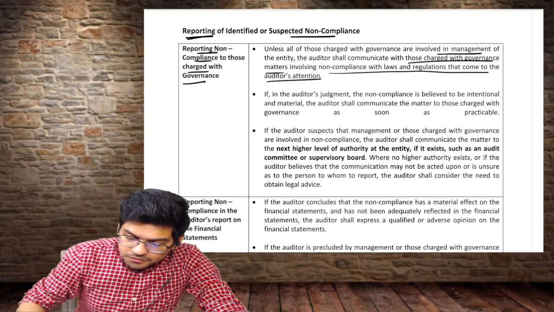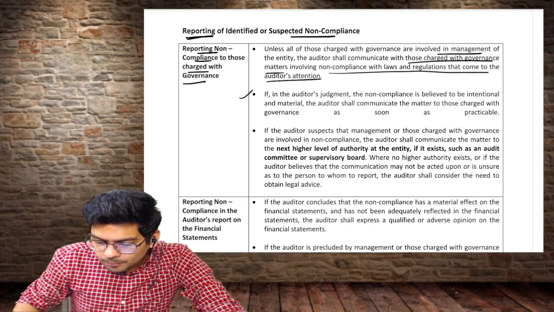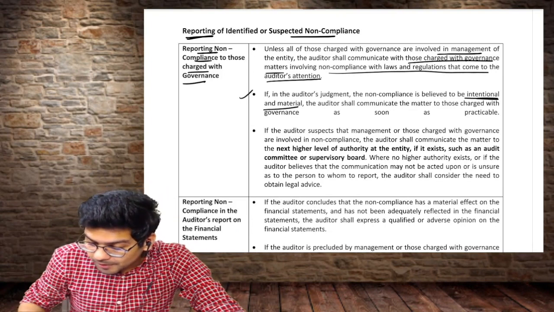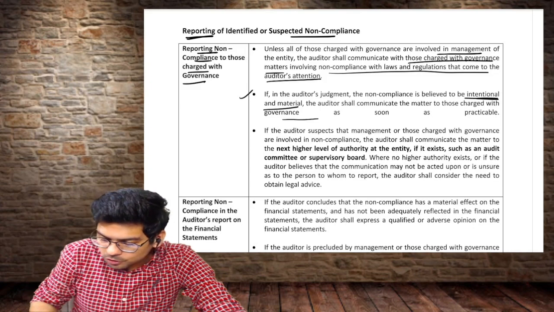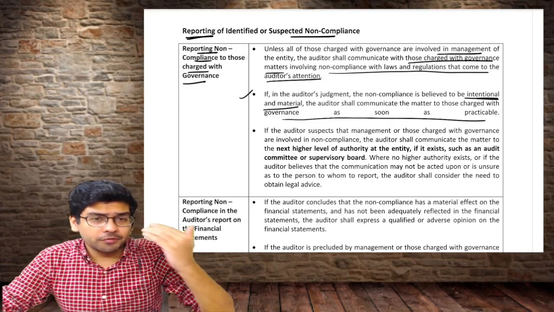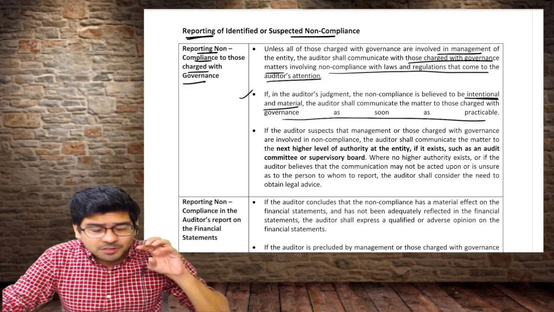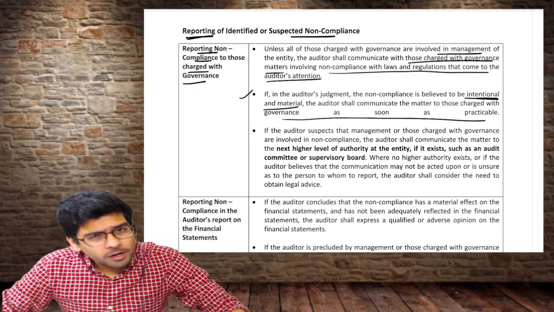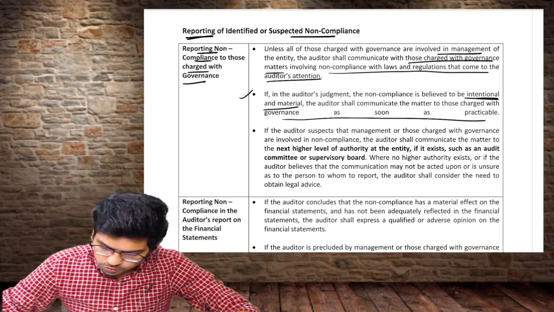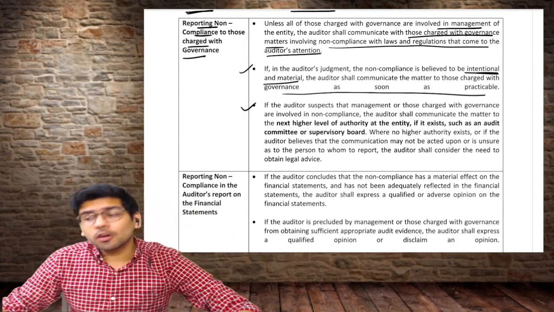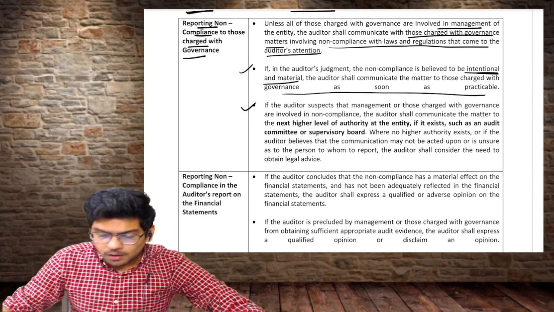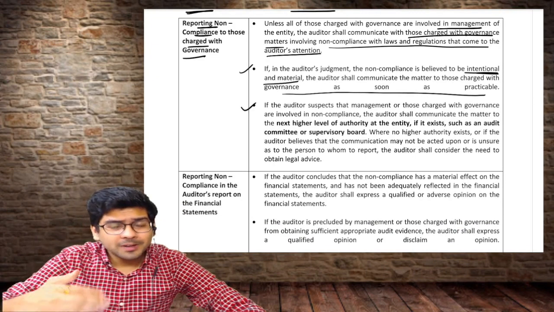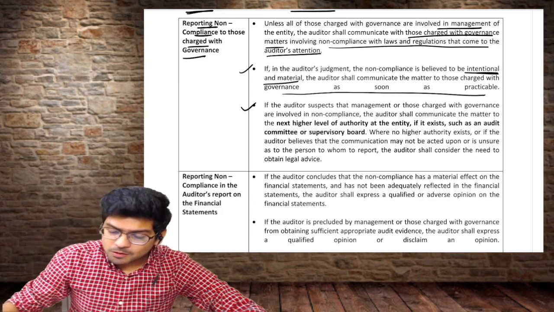Now the second point: if in the auditor's judgment the non-compliance is believed to be intentional and material, the auditor shall communicate the matter to TCWG as soon as practical. If the auditor finds that this has been done intentionally, there might be some chance of fraud, and he is going to communicate immediately to TCWG. Now, if the auditor suspects that the TCWG themselves are involved in the non-compliance, if management and TCWG both are involved, then what is going to happen?